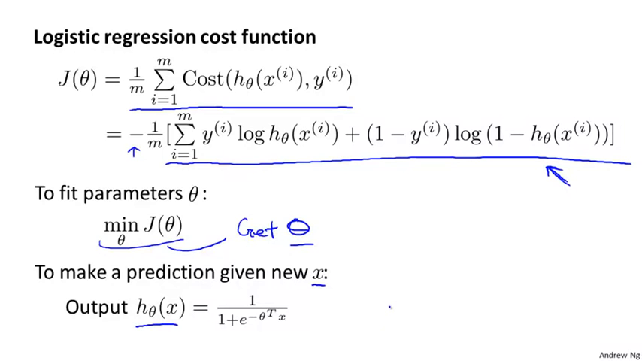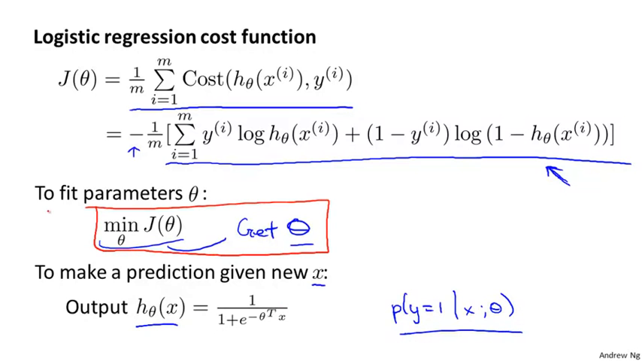And just to remind you, the output of my hypothesis I'm going to interpret as the probability that y is equal to 1, given the input x and parameterized by theta. Just think of my hypothesis as estimating the probability that y is equal to 1. So all that remains is to figure out how to actually minimize J of theta as a function of theta so that we can fit the parameters to our training set.